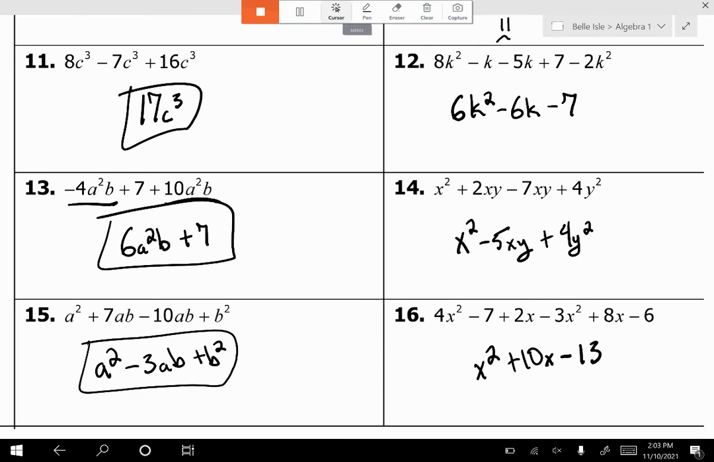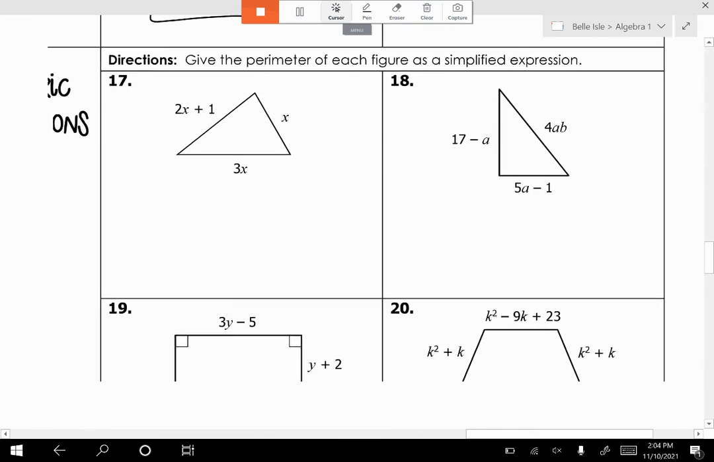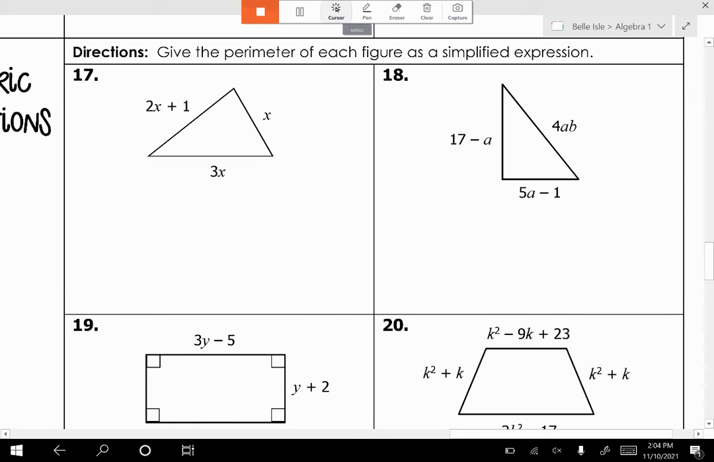Brandon, it's because we had a negative K and a negative 5K. I had to add those together, so it's negative 6. Last part right here. For 17, would 2x plus 3x, can you also add that? Yes. Yep.